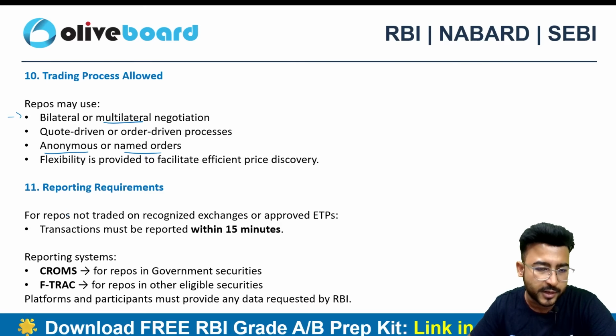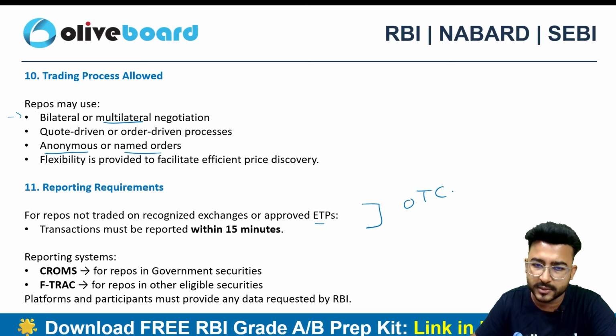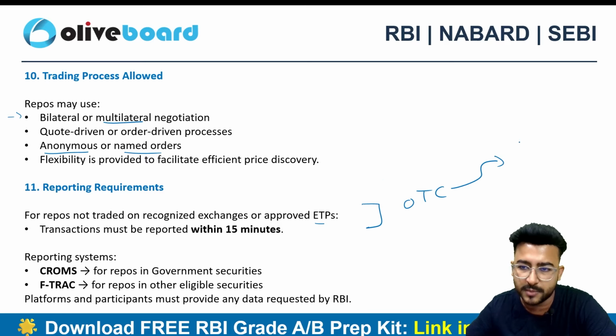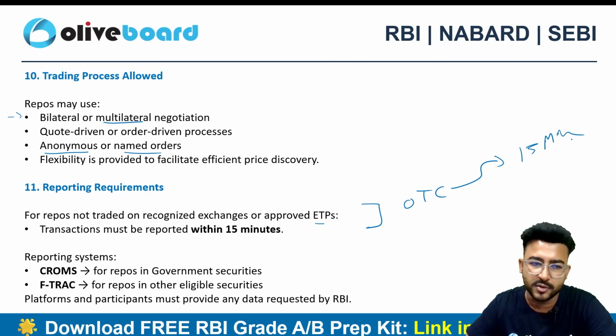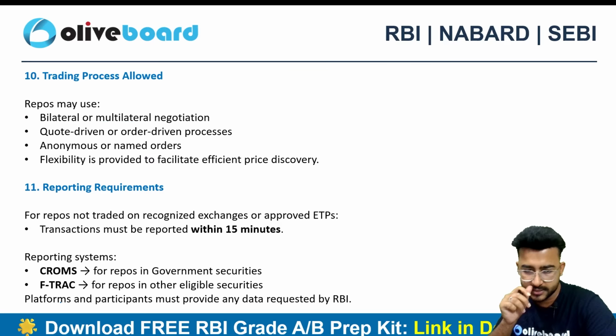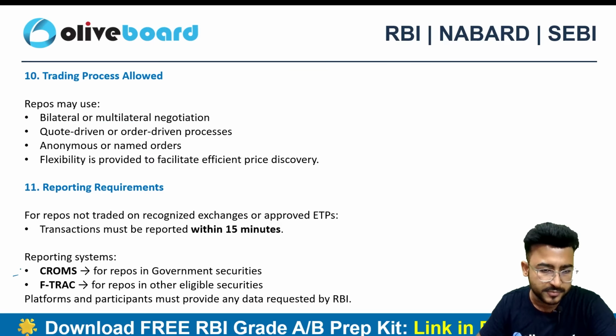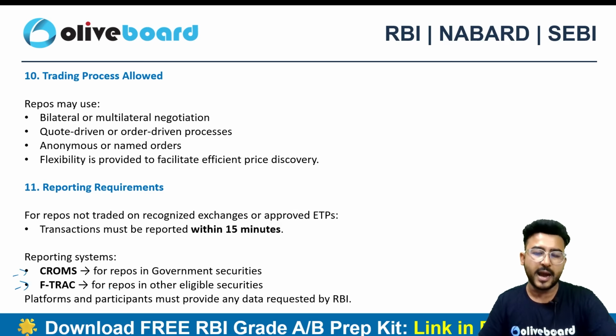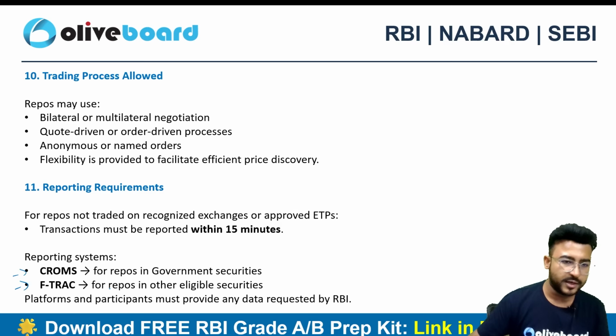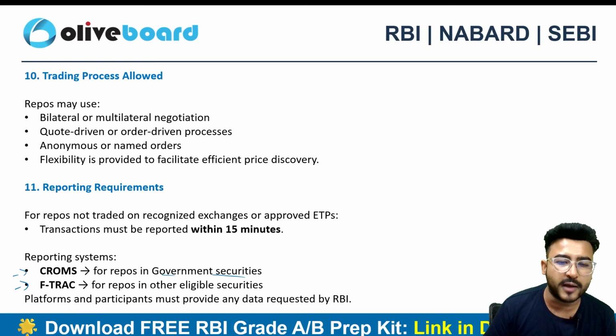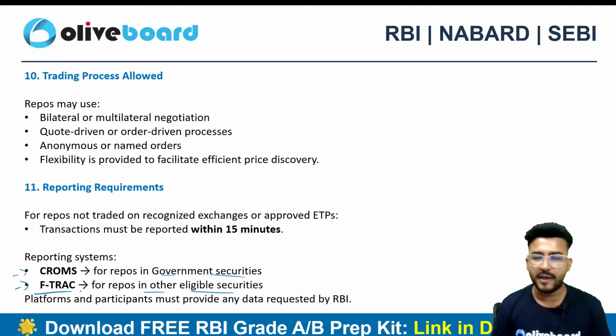Reporting requirement for repo not traded on a recognized exchange or approved by an ETP. That means if it is OTC, if it is over the counter, then the transaction must be reported within 15 minutes on systems like CROMS and FTRAC. So you need to use CROMS for the repos in government securities. If the repo is happening in a government security, you need to use this system. And for other eligible securities, you can use FTRAC.